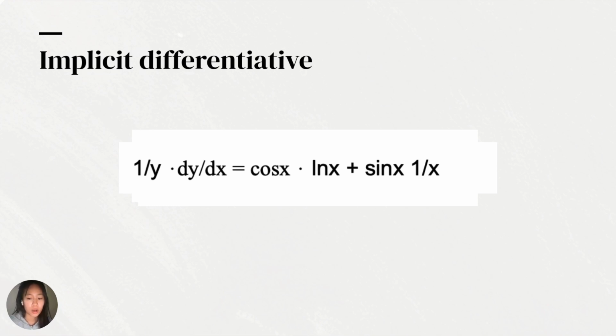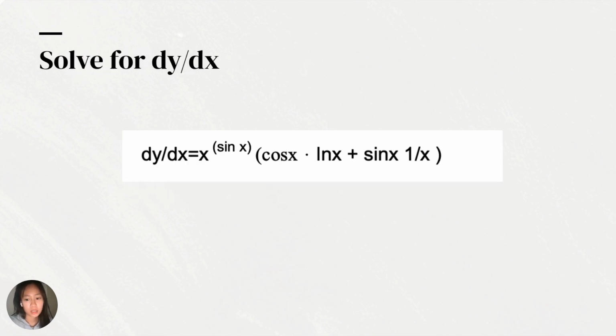And then solving for dy/dx, with simple algebra, just isolating dy/dx, we should get dy/dx equals x^(sin x), the original function, times cosine x times ln x plus sine x times 1/x, as our final solution.